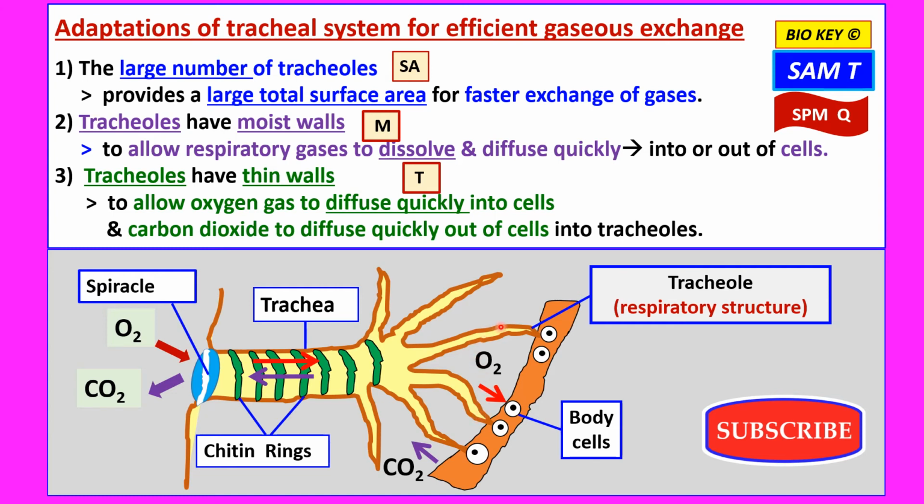Secondly, the tracheals have moist walls, especially at the tips here, to allow the respiratory gases to dissolve and diffuse quickly through it. For example, oxygen will diffuse quickly through the wall of the tracheals into the body cells, whereas carbon dioxide will diffuse out from the cells into the tracheals. Now, tracheals have thin walls. This wall of the tracheal is very thin, to allow the oxygen gas to diffuse quickly into the cells and carbon dioxide to diffuse out from the cells into the tracheals.